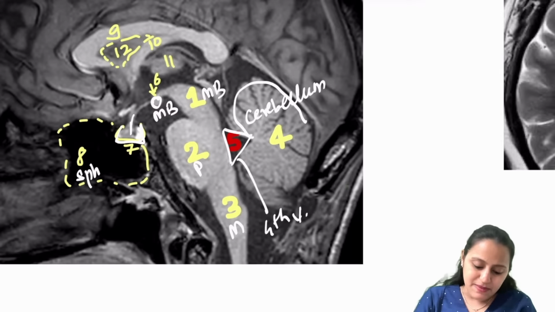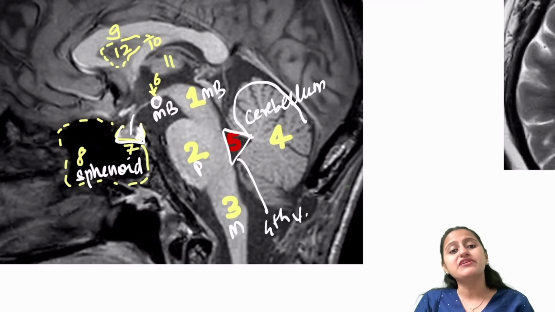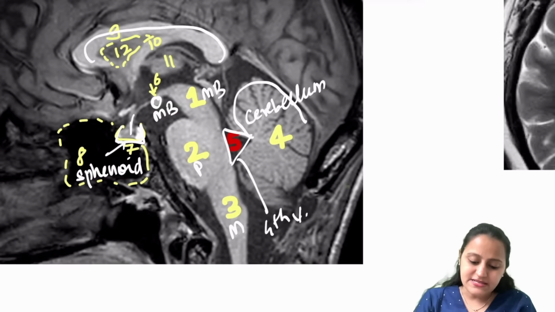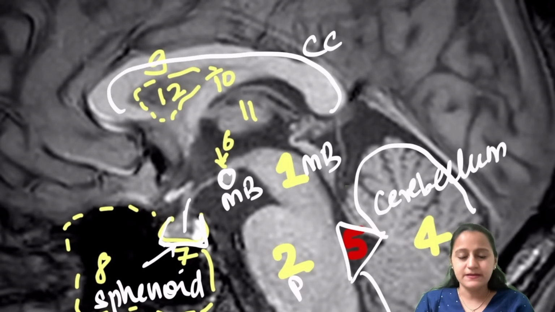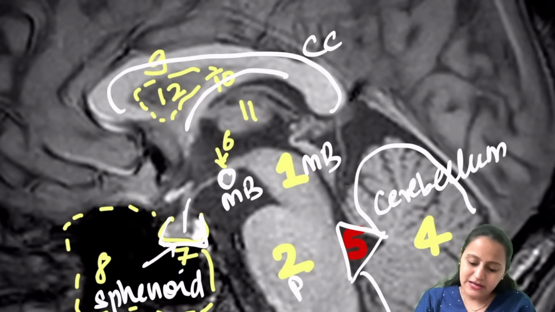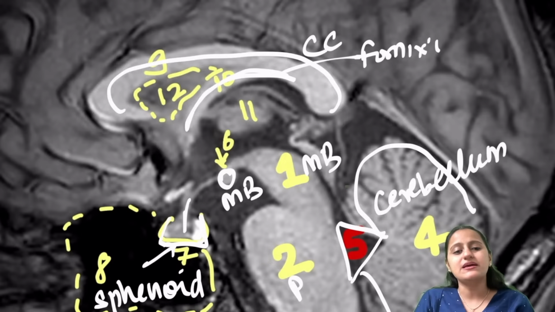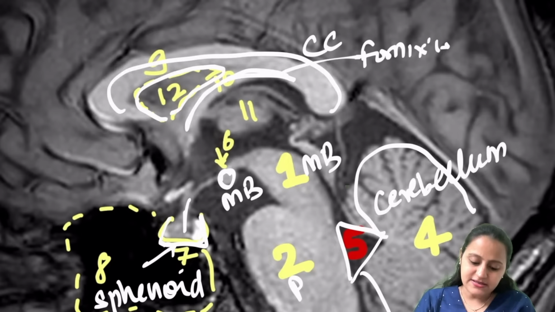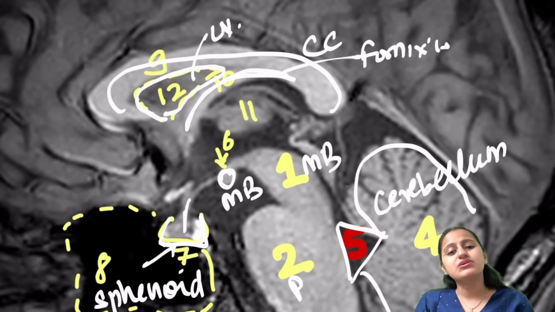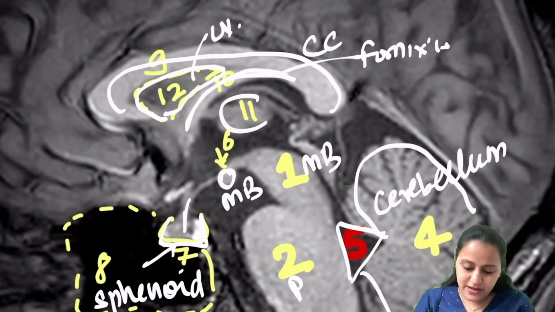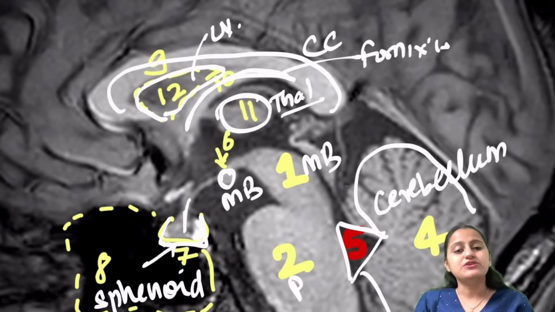And number 8, black air containing, is the sphenoid sinus. Close to the pituitary is the sphenoid sinus. This white matter tract here, this is the corpus callosum. And below that, this white matter tract is fornix. Okay, this is fornix, very, very important. This area here is the area of the lateral ventricle. This one here, the round structure related to the third ventricle, that is going to be thalamus. Okay, that's going to be thalamus.